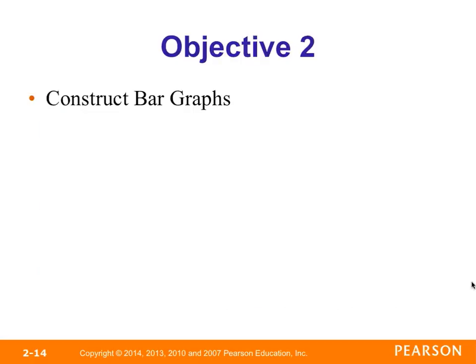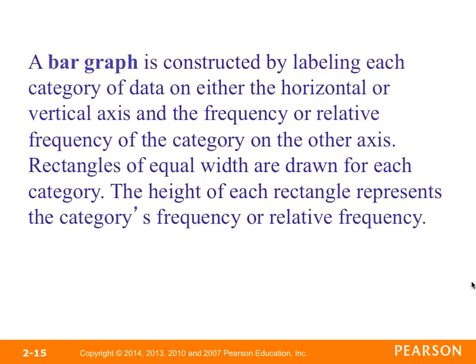Okay, objective 2 is to be able to construct a bar graph. So a bar graph is constructed either by labeling each of the categories along the horizontal or the vertical axis, and then the frequency or the relative frequency of the category goes on the other. Now, it's typical to put the categories along the bottom or the horizontal axis, and then to put the frequencies along the y or the vertical axis, but it will work either way.